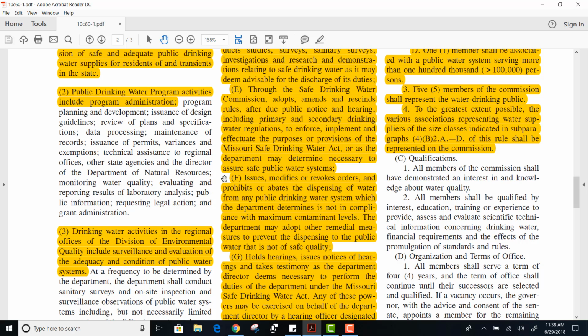Chapter F, DNR issues, modifies, and revokes orders and prohibits and abates the dispensing of water from any public water system which they determine is not in compliance with MCL levels. The department may adopt other remedial measures to prevent dispensing to the public water that is not of safe quality. So if you have a bad sample, they'll issue a boil water notice. You can do precautionary boil water notices yourself, like for line breaks and such. But if there's an order or violation, typically DNR will administer it.